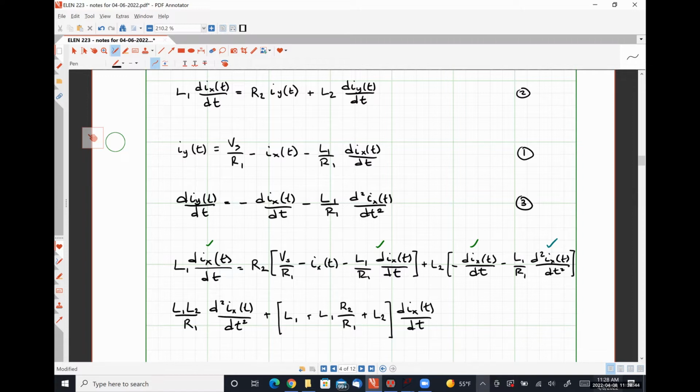And then the only terms that I have left, I have a factor of R2 times Ix. And this will equal Vs times R2 over R1. Everything seem okay? So what's our last step to do here, Bradley?